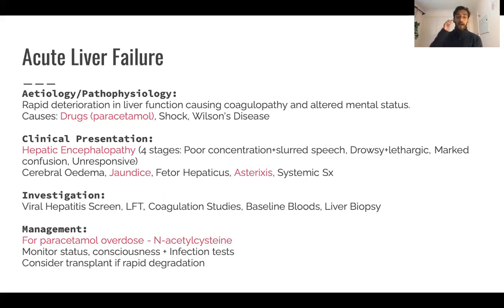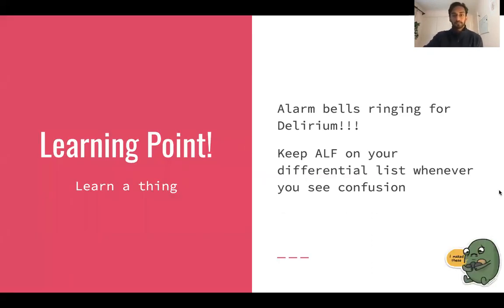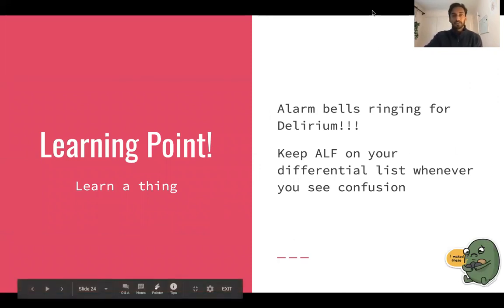In terms of the management, the main things to do are really monitoring and all these tests to narrow it down, and then you'll treat depending on the etiology. But for paracetamol overdose, acetylcysteine is your classic. So if you get a delirium station, keep acute liver failure on your differential list just because of a confusion-like presentation, just so you're aware.